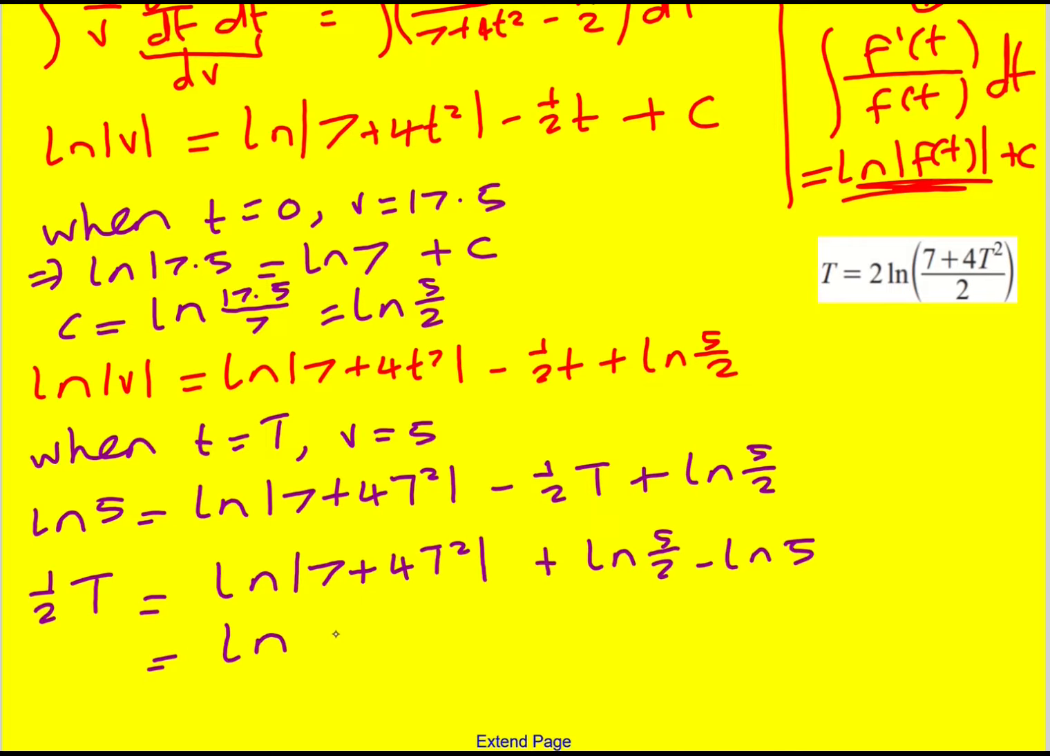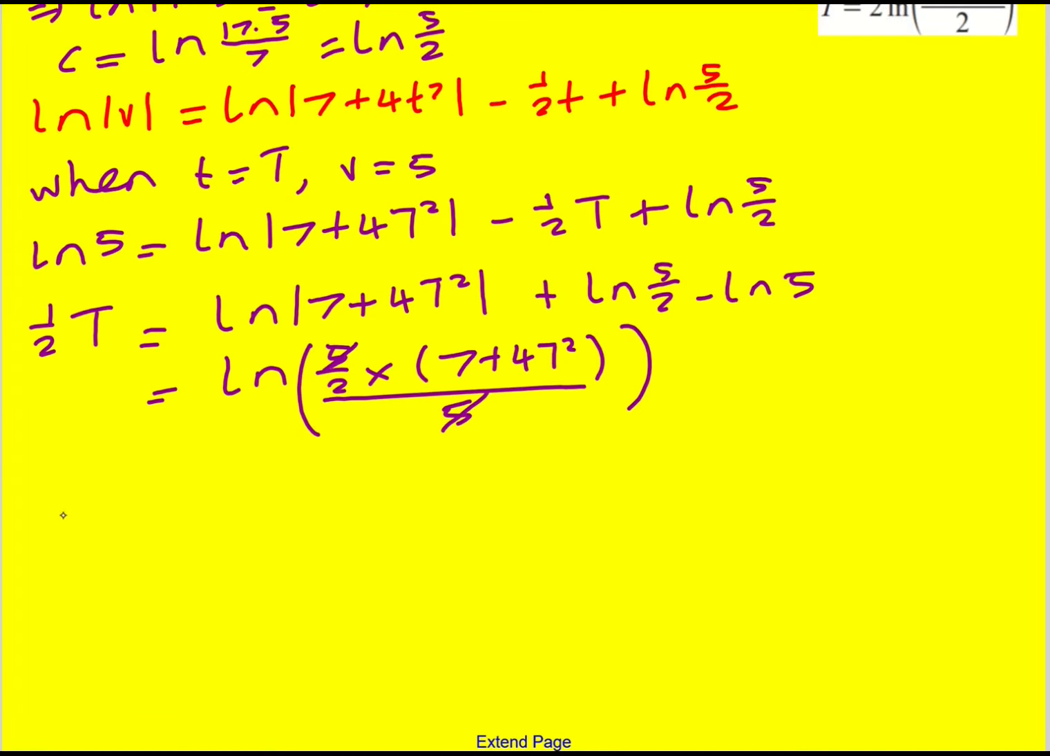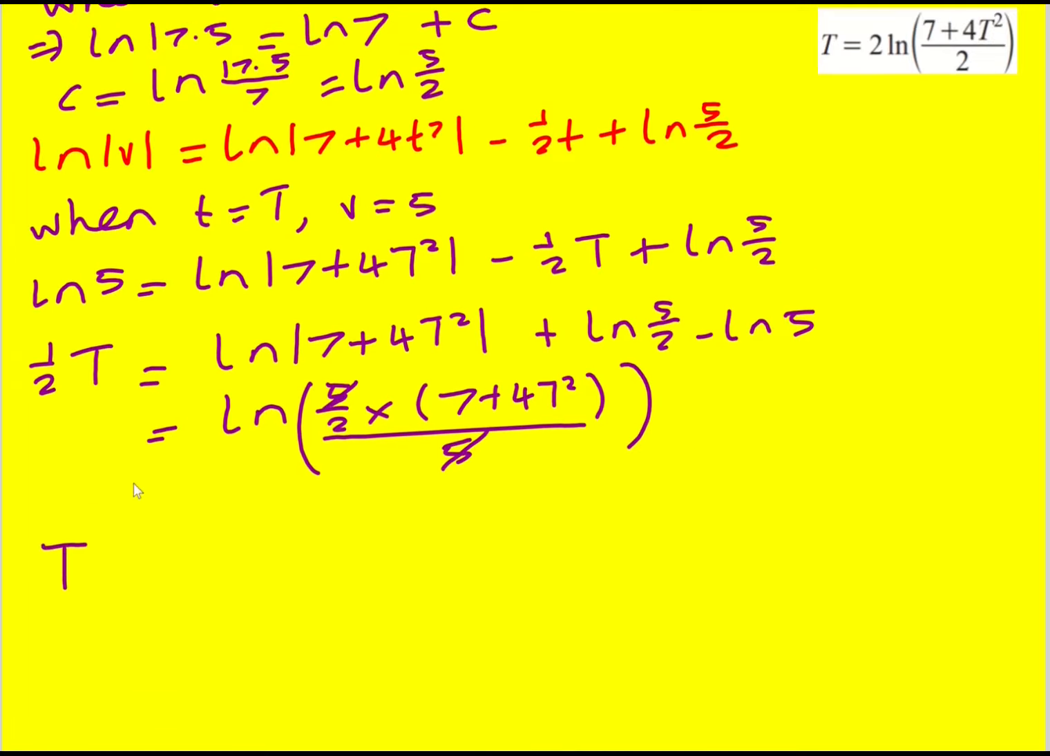And you could combine them separately, but I'm just going to go for it. It's going to end up being 5 over 2 times 7 plus 4t squared, combining the logs here, all over 5. The 5s are going to cancel. And that means that t is going to equal 2 ln 7 plus 4t squared. And if I'm halving it, it's the same as dividing by 2.